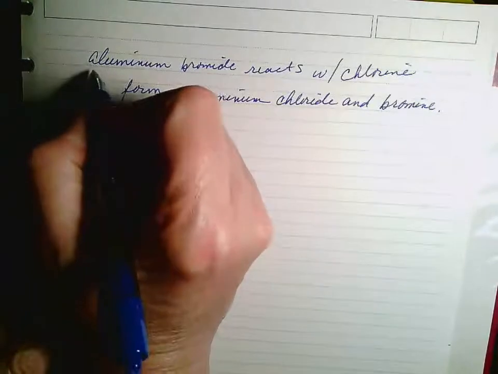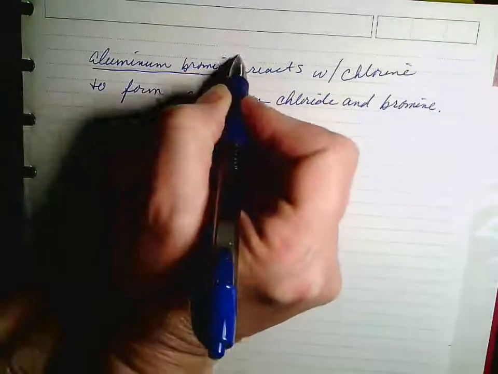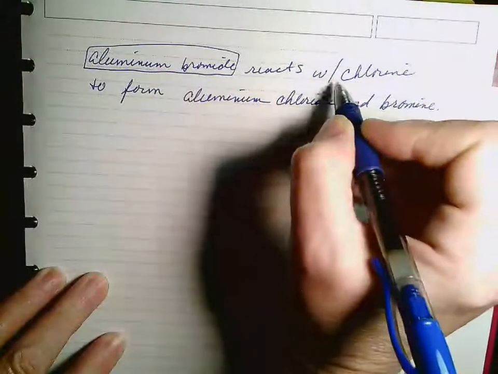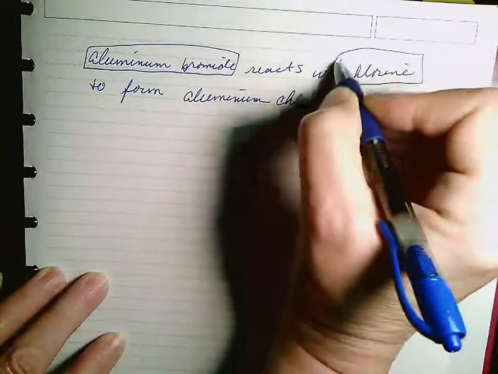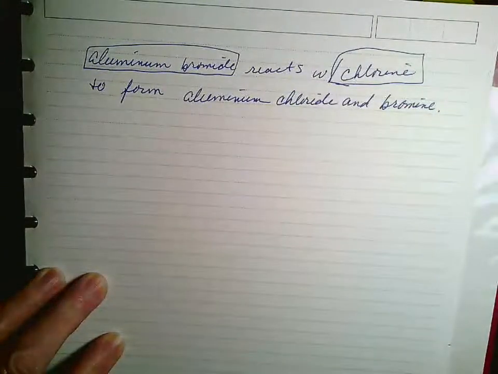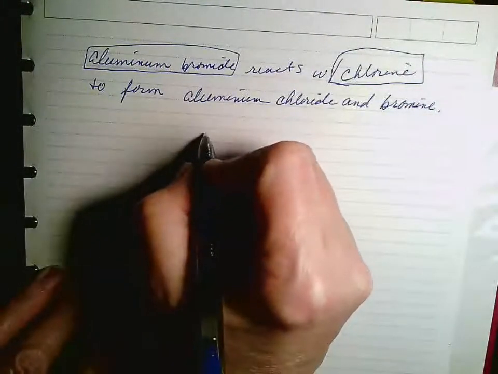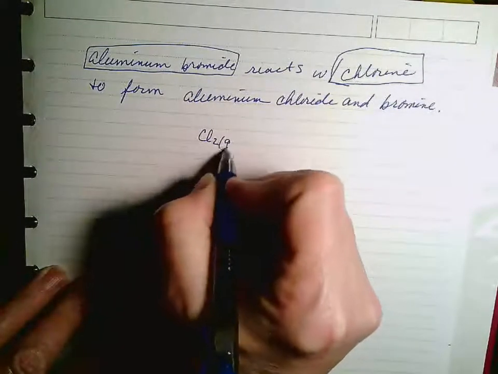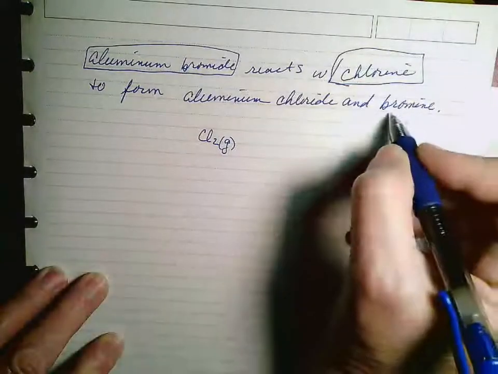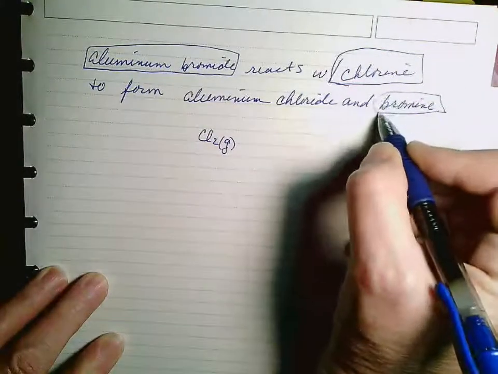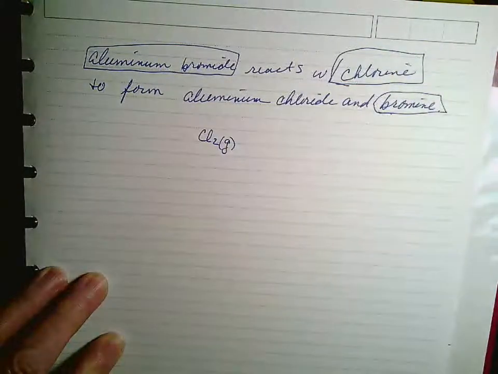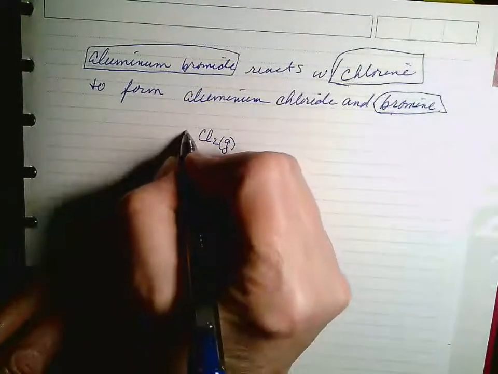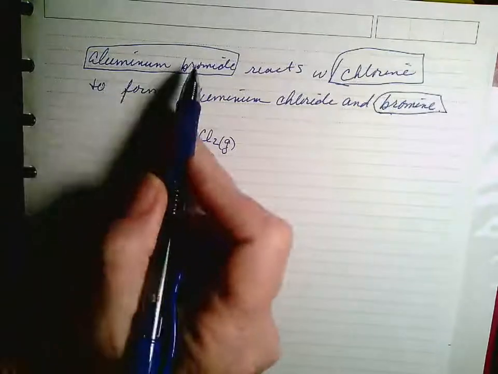And so we have first aluminum bromide is one of our reactants, and the other one is chlorine. We have to remember we have 7 diatomic elements, and chlorine and bromine are each of those. Chlorine's a gas, bromine will be a liquid. It's one of our room temperature liquids of elements. And chlorine is reacting with aluminum bromide.